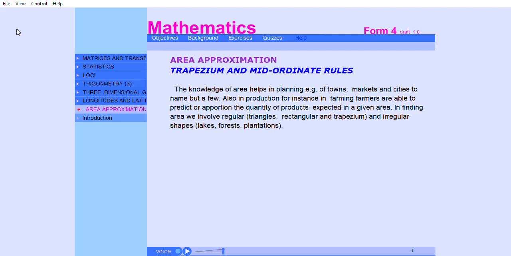Also in production, for instance, in farming, farmers are able to predict or apportion the quantity of products expected in a given area. In finding area, we involve regular and irregular shapes, triangles, rectangles, trapezium, etc.